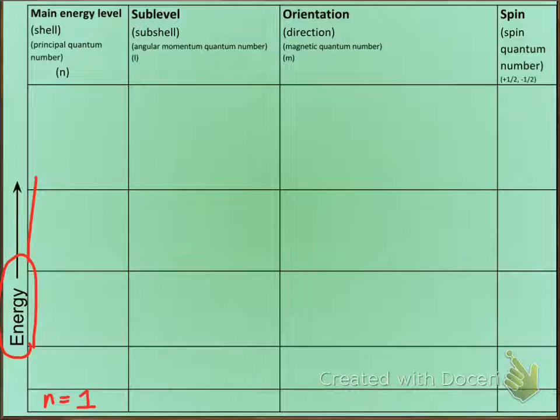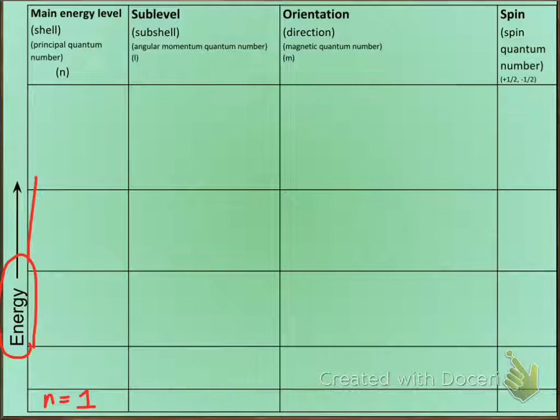And on the first floor, if you jumped out the first floor window, would you have a lot of gravitational potential energy? No. You'd have almost none. You might sprain your ankle. So the first floor is very low energy.